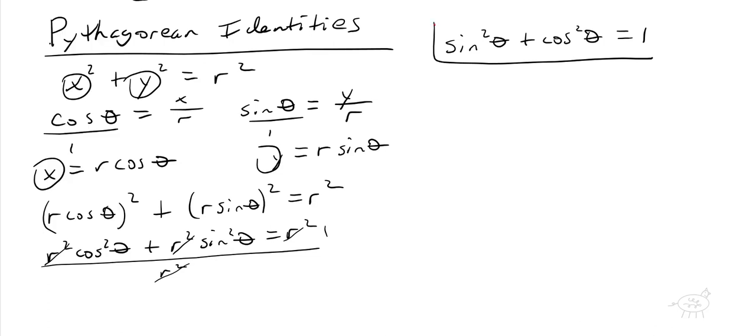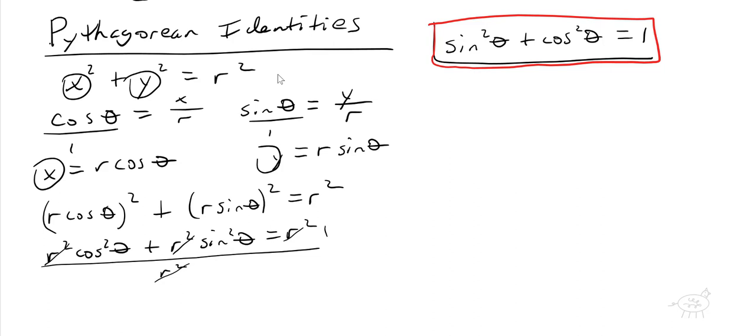I'm going to put a red box around this baby. Let me try that again. Okay, so here's a red box around this. That is super important. This is one of the identities you have to know. Got to know that one, all right? So there's two other identities. I could derive them as well because I just derived this.